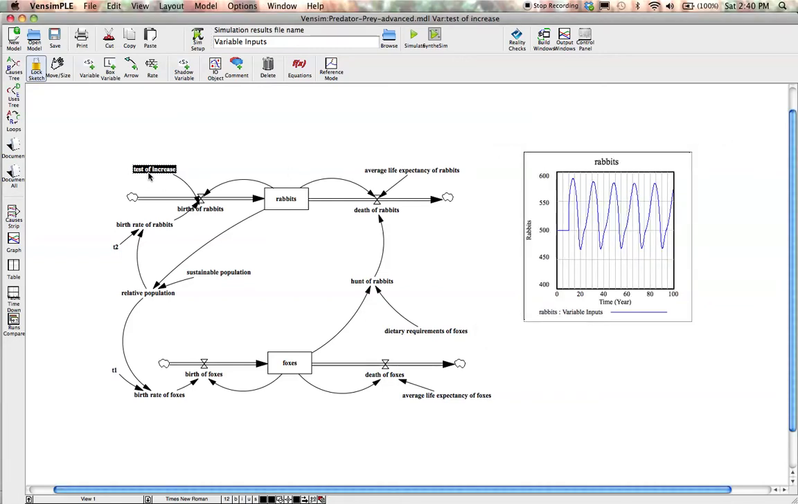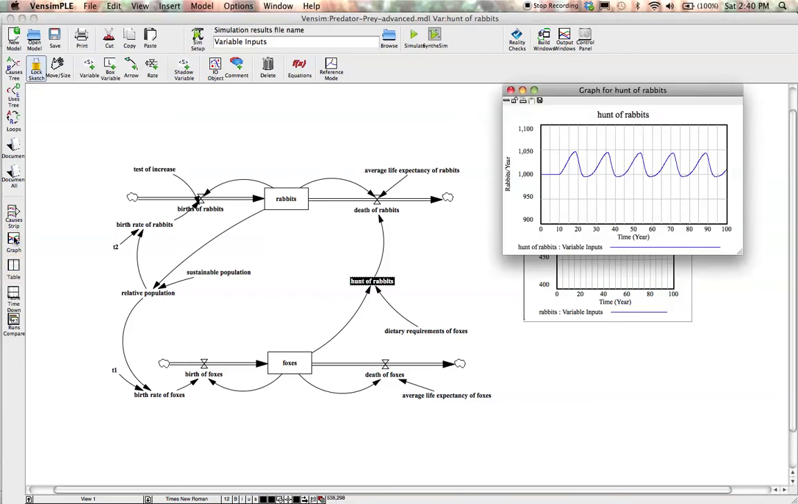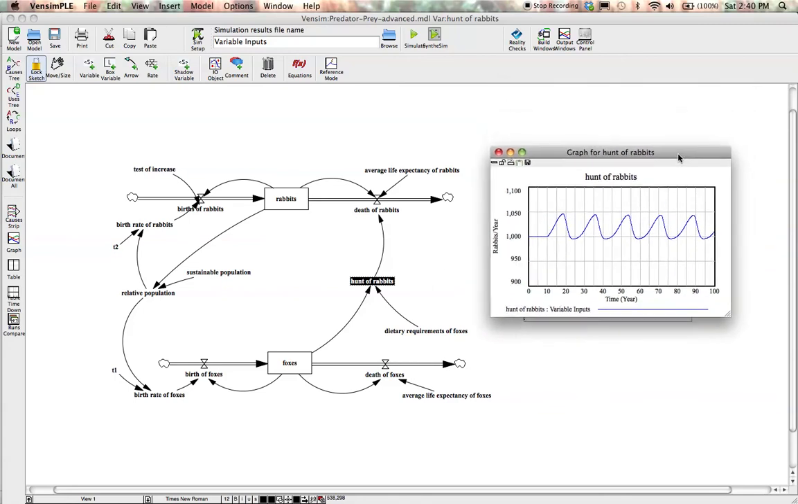Let's see, what else can we see? Let's look at the hunt of rabbits and see how hard they're being hunted. You can see here that this is the rabbits hunted per year over time. And you can again see this oscillatory behavior.